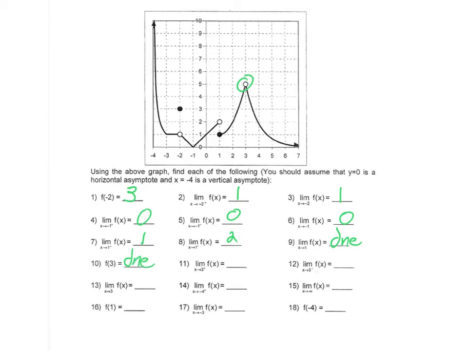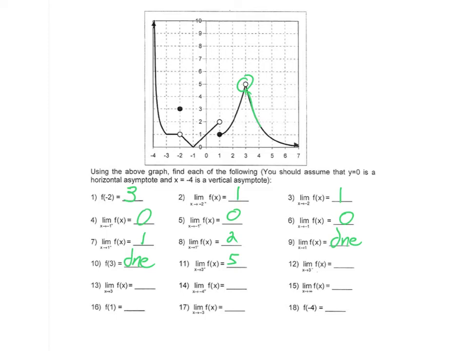However, number 11 asks for the limit. And the limit does not care what the value is. It only cares about what it's approaching. So it's saying, what is the limit as x approaches 3 from the positive side, or the bigger numbers? As I approach 3, where is that arrow pointed? It's pointed towards a y value of 5.